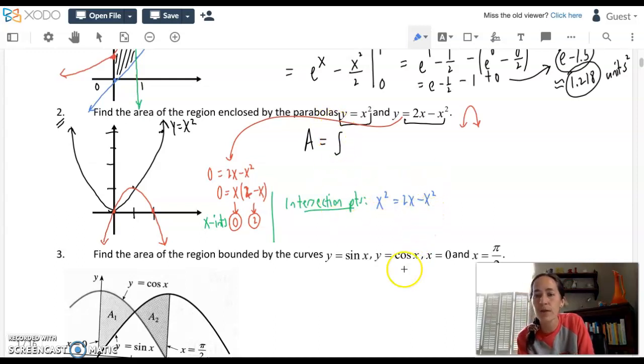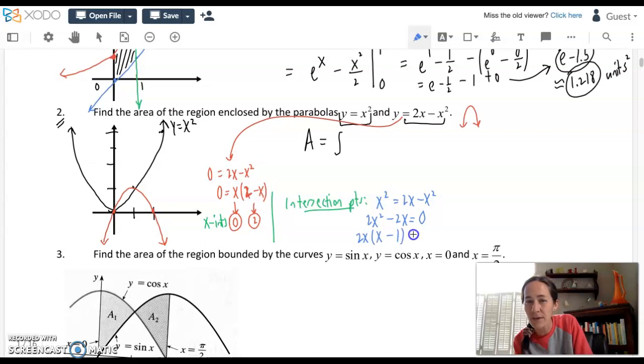Pick a side to move everything to in this quadratic equation. I'm thinking maybe the left-hand side to keep the leading coefficient positive. So how about add x squared to this side? You get 2x squared, and subtract 2x from both sides. And now let's factor again. Let's GCF. So 2x comes out, and x minus 1 is left over.